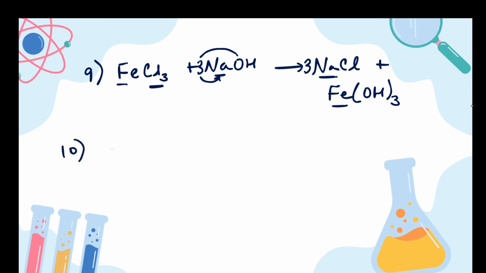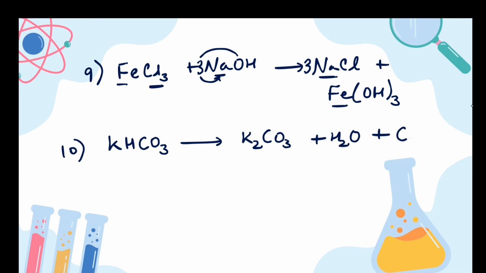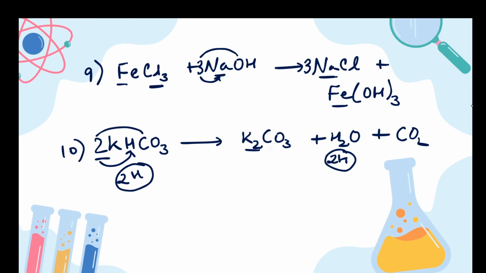Now coming on to the last reaction, we have potassium bicarbonate giving potassium carbonate, water and CO2. So here potassium is 2. So we will write 2 in front of potassium bicarbonate. Now hydrogen is how much here? 2 hydrogen. Here also 2 hydrogen. So hydrogen is balanced. Carbon is how much? 2. Here also 1 and 1. 2 carbon on the product side. So carbon is also balanced.